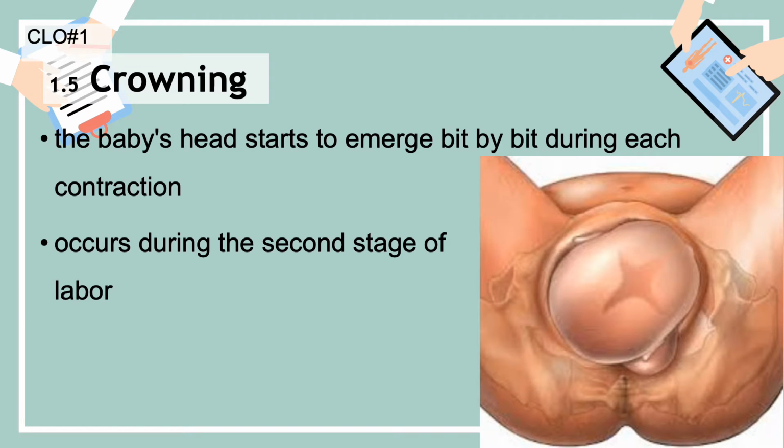Next is crowning. This is when the baby's head starts to emerge bit by bit during each contraction. So this occurs in the second stage of labor, as shown in the picture.